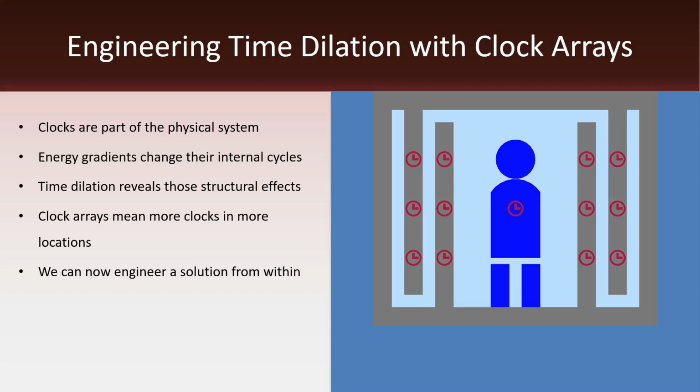Energy gradients like gravity or acceleration don't just push objects around. They subtly change the structure and behavior of the system itself, including the internal mechanisms that define a clock cycle. That's why clocks behave differently in different parts of an energy field. We call this effect time dilation. And if we carefully design the structure of the elevator, routing those forces in distinct ways, we can use clock arrays to turn time dilation into a measurement tool.